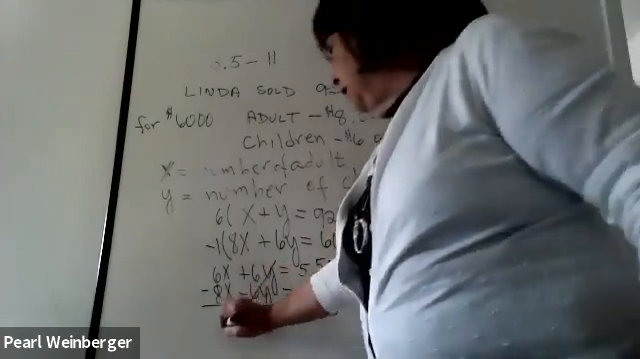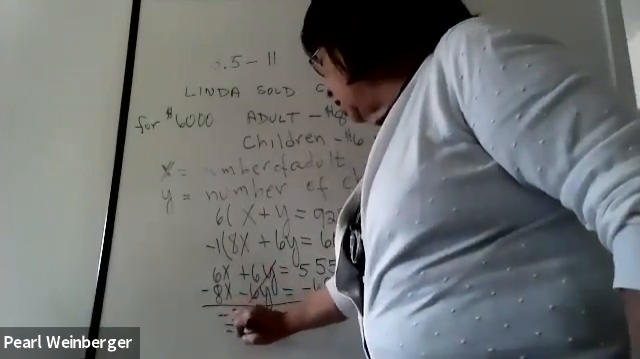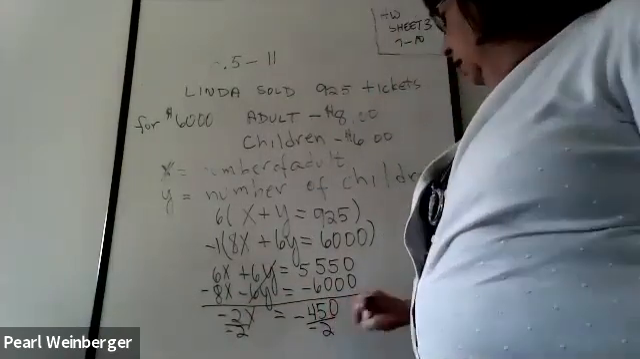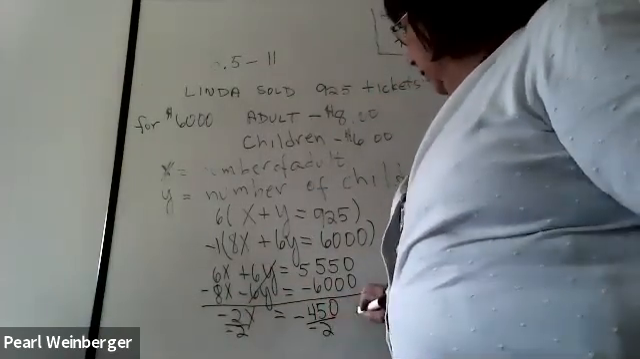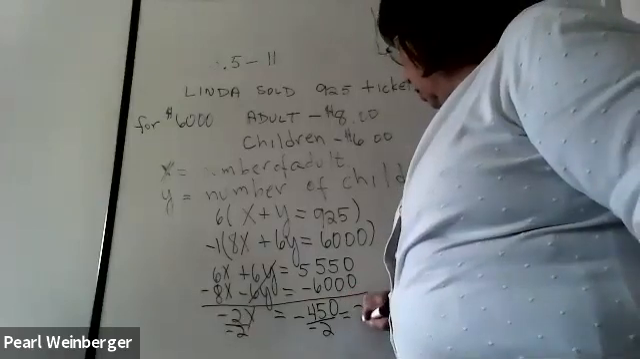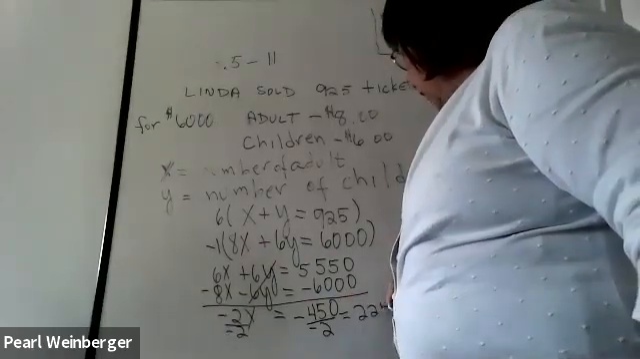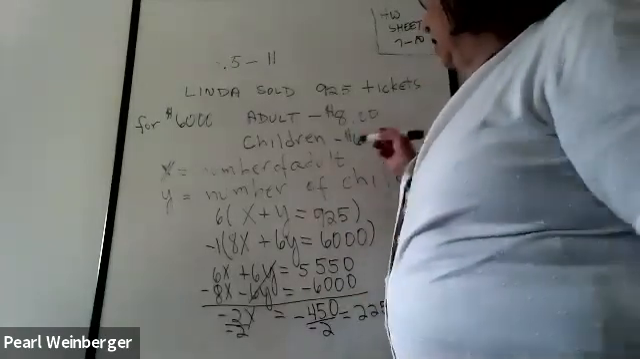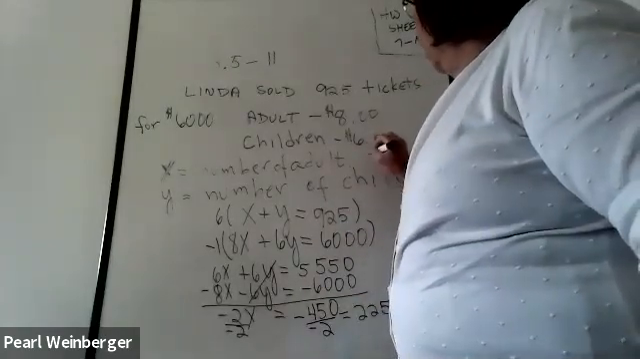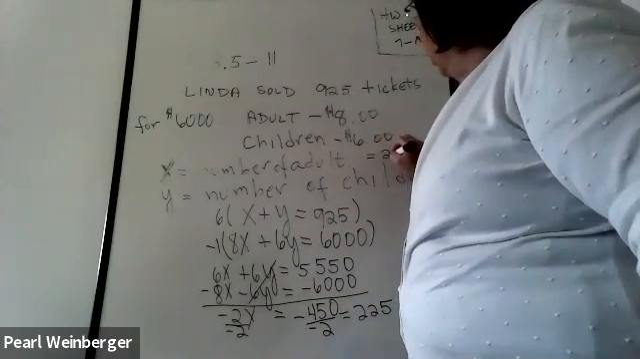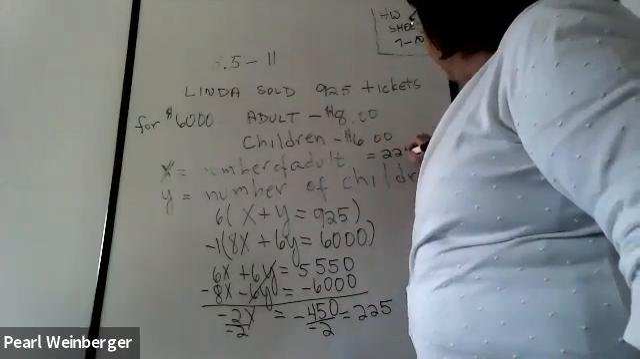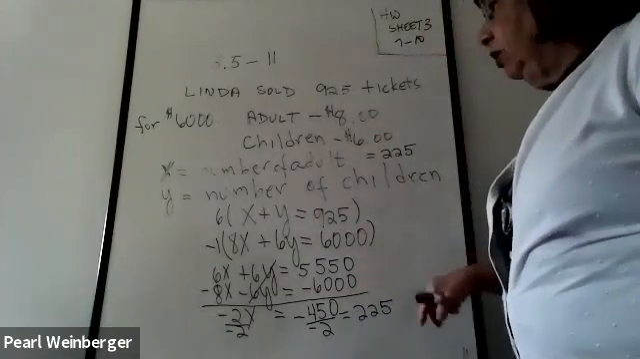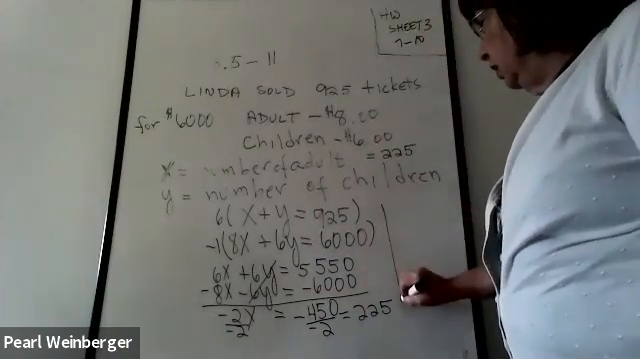And when I divide by -2 on both sides, I get -450 divided by -2 is 225. It turns out that the number of adult tickets she sold was 225. Now, how do I figure out what the children's tickets are?